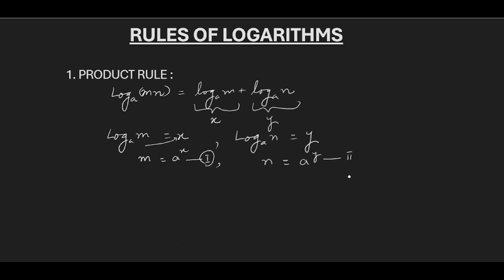So what will you do here? Because we need mn, the left hand side has mn, meaning the product of m and n. We will multiply the left hand side to the left hand side of the equation and the right hand side to the right hand side of the equation. That would be mn equals a raised to the power x times a raised to the power y.